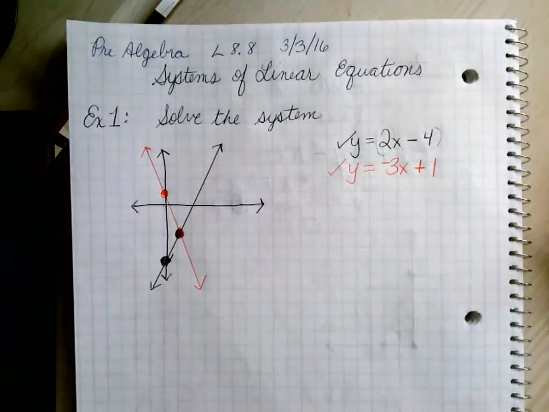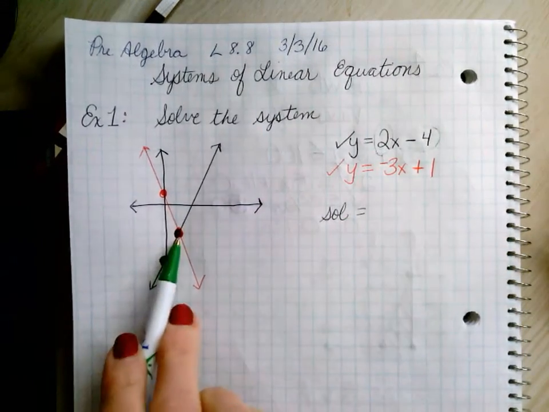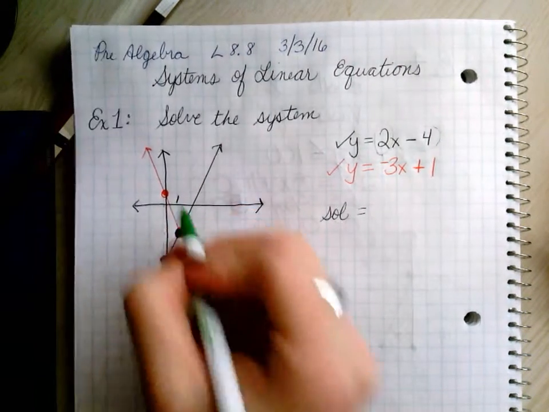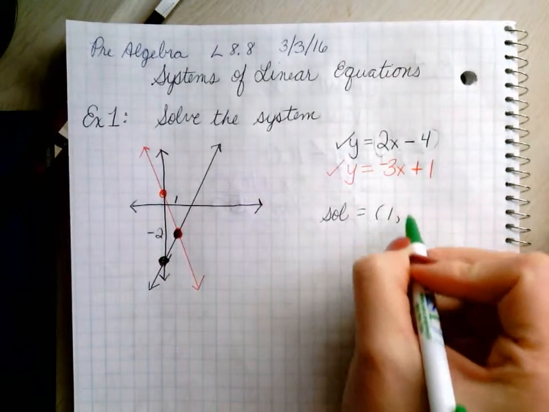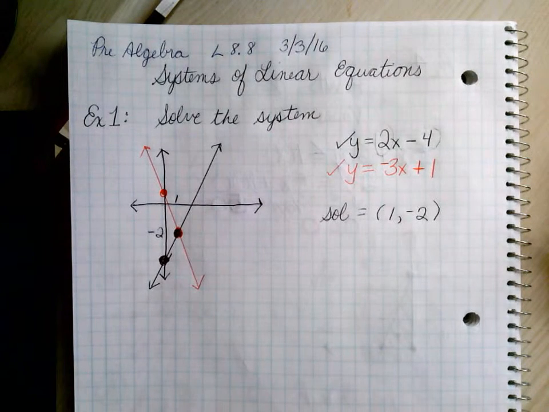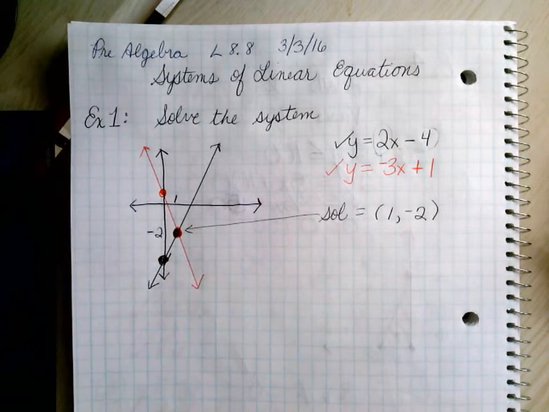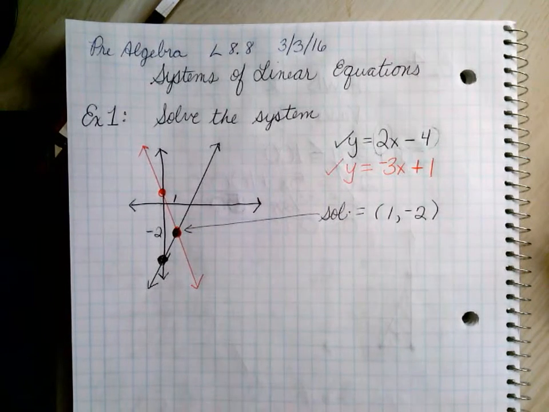Therefore, the solution is where the two lines intersect. That's 1, that's negative 2. So it's 1, negative 2. We graphed both lines, we saw where both lines intersect, and you identify that as your solution. 1, negative 2. Let's do another one just like that.